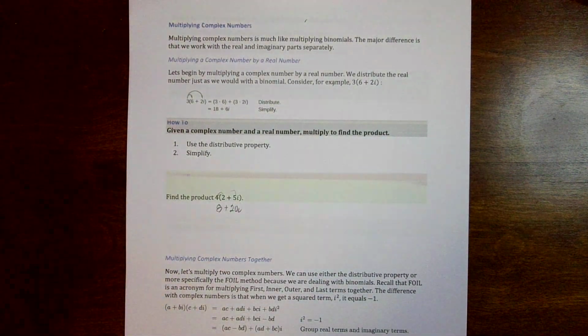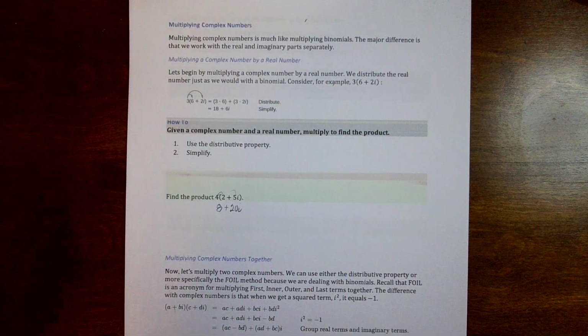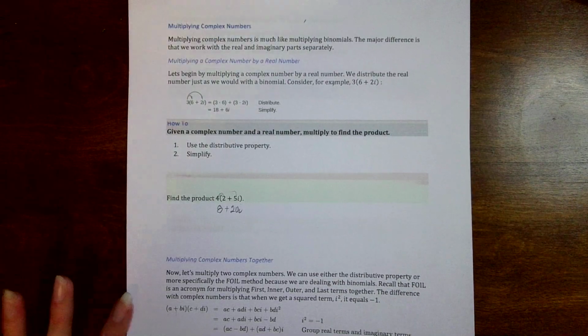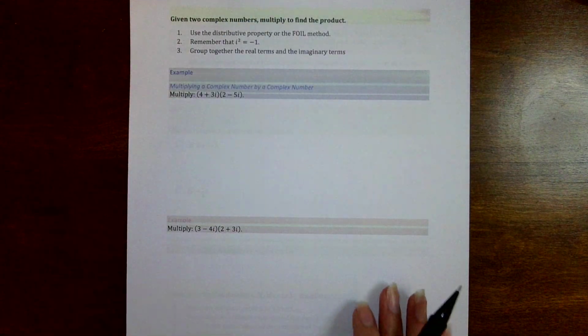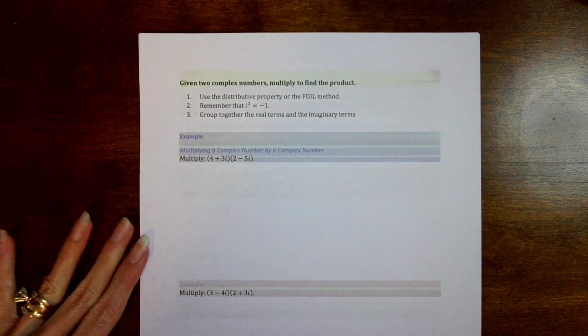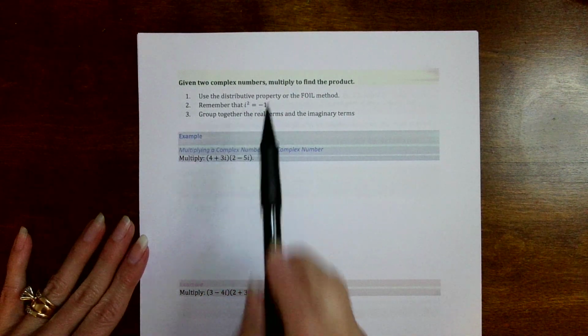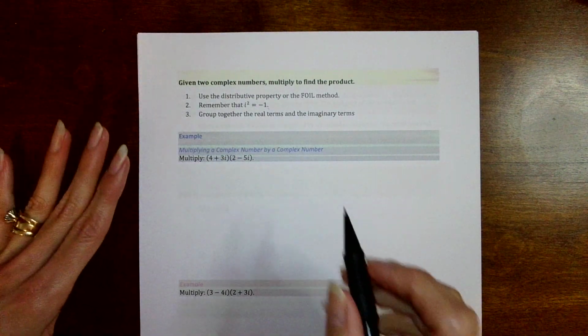Alright, so when we have two of these and we're multiplying them together, it's a binomial times a binomial, so we're going to use the FOIL method like we did before. The only extra part is that when we get to the i's and the i squares, we may have to reduce or simplify a little bit more. So, given two complex numbers, multiply to find the product, you can use the FOIL method. Remember, i squared reverts to -1, and then group together the real terms and the imaginary terms.